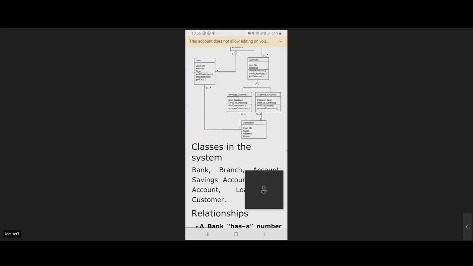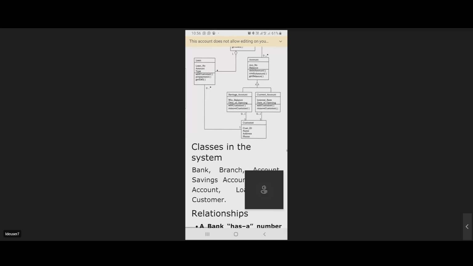Relationships, what is given here? A bank has a number of branches. The composition is 1 to many. A branch with the role of zonal head office supervises other branches, which is another association. So 1 to many. A branch has a number of accounts, which is aggregation 1 to many.